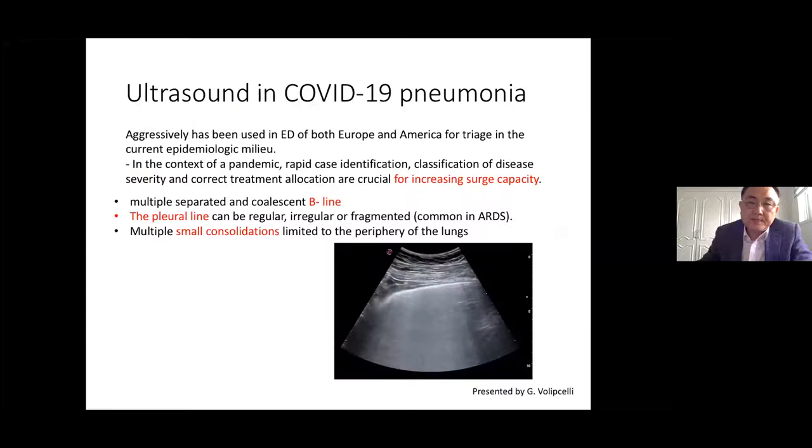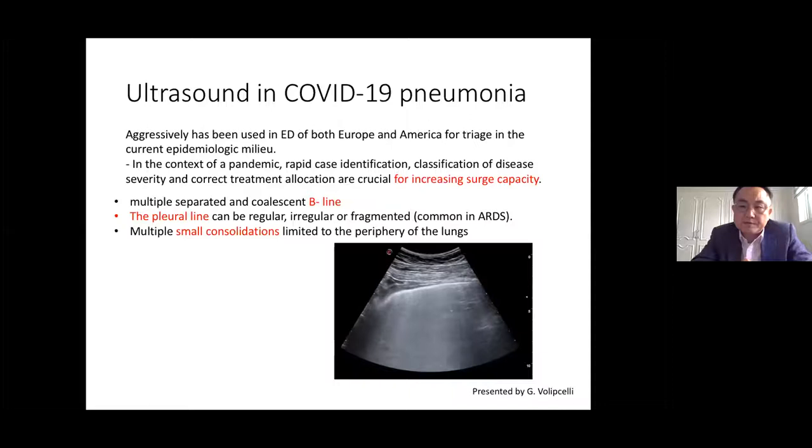So we can use ultrasound in COVID-19 pneumonia. Actually, it has been used in the emergency departments of many European countries and Northern and Southern America for triage in the current epidemiological milieu. I think they had to do a bedside ultrasound because in the context of a pandemic, rapid case identification, classification of disease severity, and correct treatment allocation is very important for increasing surge capacity.